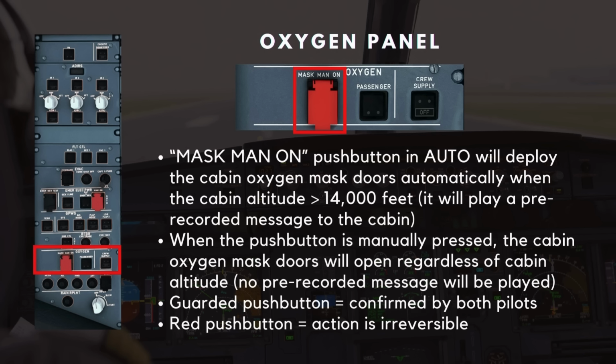When the push button is manually pressed, the cabin oxygen mask doors will open regardless of cabin altitude. In this case, no pre-recorded message will be played. In an emergency decompression scenario, the ECAM QRH will still call for the push button to be pressed even if the masks have automatically deployed. As with any guarded push button, the action of switching this on must be confirmed between the two pilots. And for the case of a red push button, this action is irreversible.